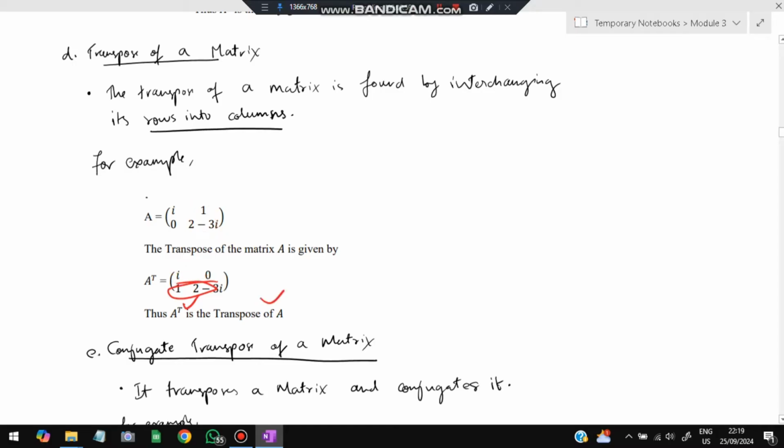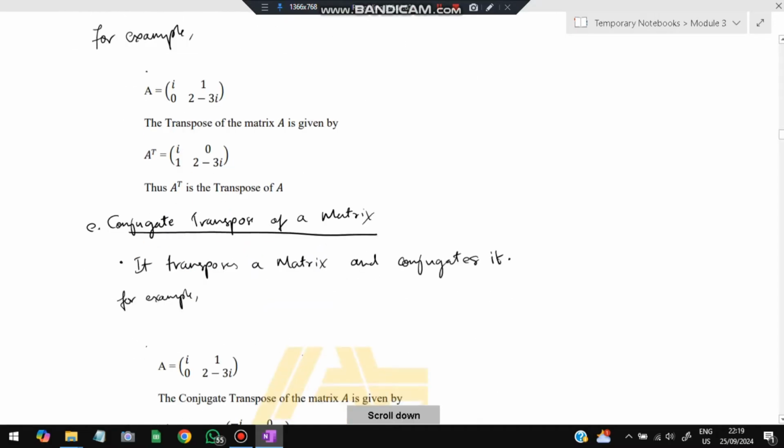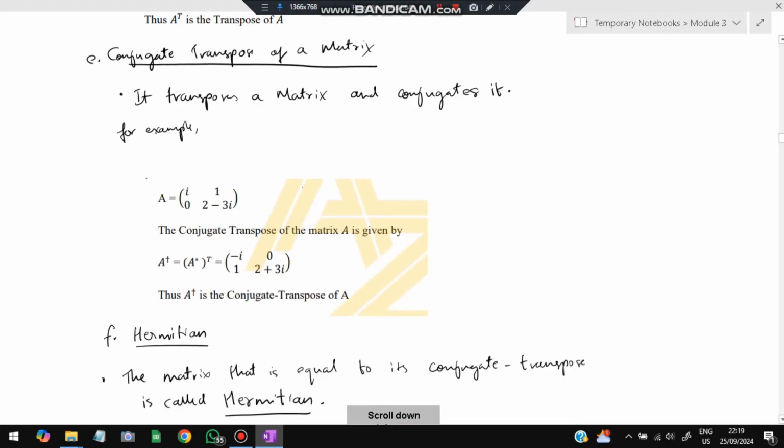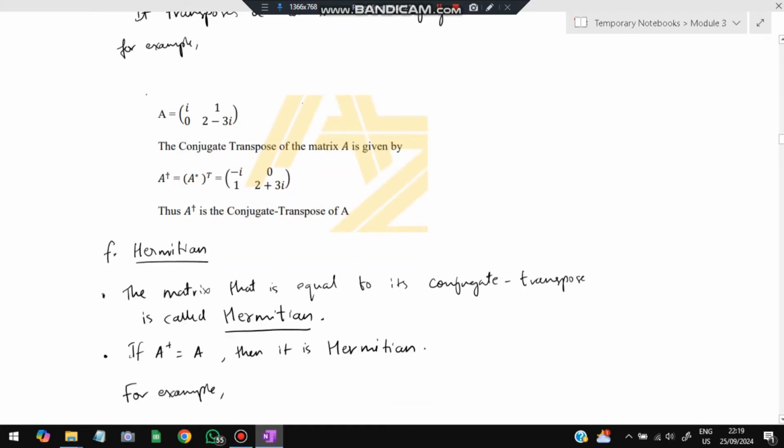So if we perform both together, the conjugate transpose of a matrix, then we obtain as follows: i 1 0 and 2 minus 3i. So when we do the conjugate and the transpose of a matrix, we'll be obtaining minus i 1 0 2 plus 3i. So A plus is the conjugate transpose of A. Okay. Next we have the Hermitian.